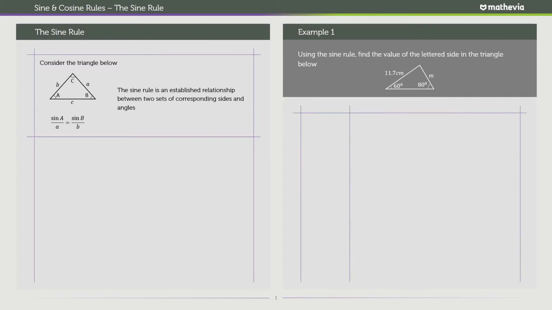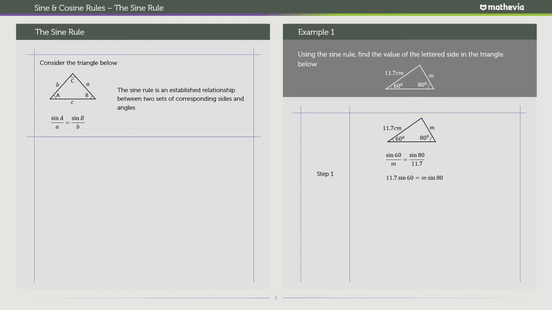So our sine rule says that sine 60 over m, okay, 60 goes with m, so sine 60 over m equals sine 80 over 11.7, okay, because 80 goes with 11.7, the corresponding side, the opposite side to 80 is 11.7 centimeters. So sine A over A equals sine B over B, so sine 60 over m equals sine 80 over 11.7. And then we just go ahead and cross multiply.